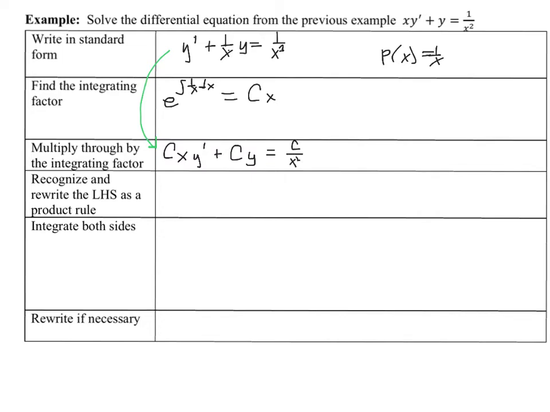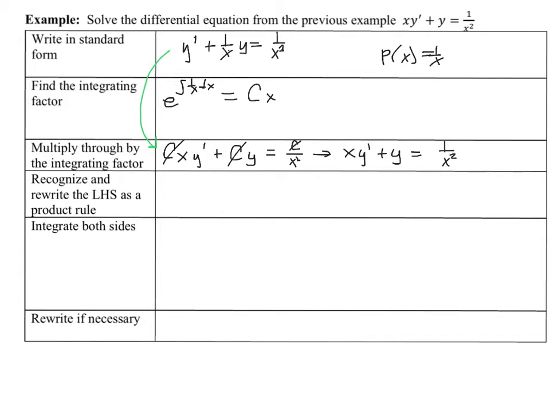So do you see now why we didn't need the c? Because I'm multiplying through the whole problem by this thing, that constant is always just going to drop out, right? So when I multiply through by the integrating factor, what I'm really going to end up with here is x y prime plus y equals 1 over x squared.